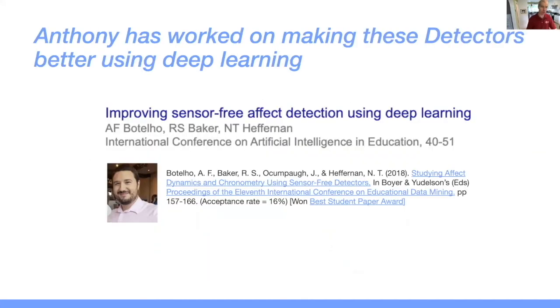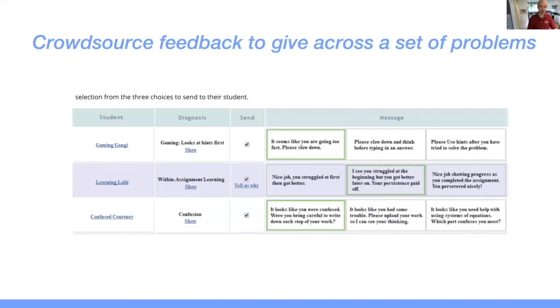In fact, what we want to do is apply that work. And Anthony Vitello, my PhD student, is trying to apply that work to giving teachers suggested messages, not about their kids' open responses, but maybe for the kid that I'll just call Gaming Ganji, who has been tagged as a gamer. What's the message a teacher wants to send? Like, it seems like you're going too fast, please slow down. Maybe it could be a more policing message like, you're gaming the system, I'm gonna fail you. I'm assuming that's probably not the most effective way for a teacher to get kids to take things seriously. It's probably better to imagine a different sort of tone.